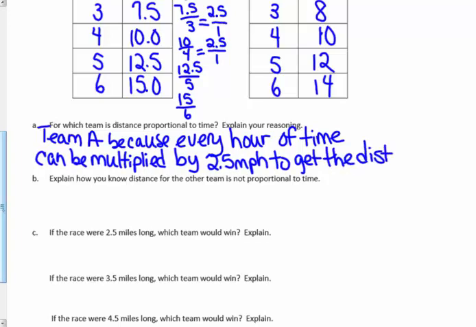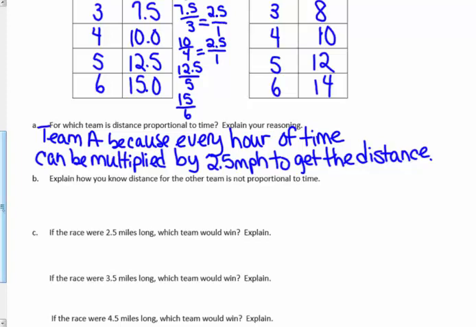So when I multiply by that constant rate, I have a constant equivalent ratio. These ratios are equivalent. So Team A, because every hour of time can be multiplied by 2.5 miles per hour to get the distance.